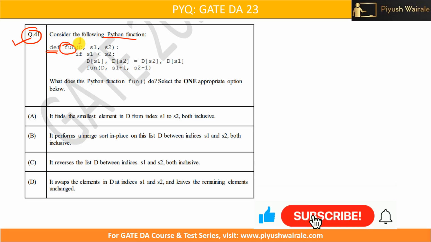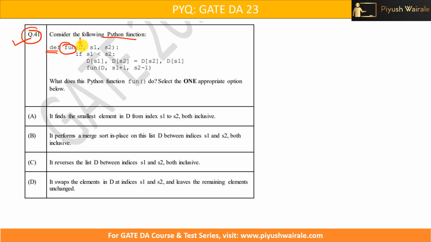It is taking three arguments d, s1 and s2. What is d, what is s1, what is s2? We don't know now. Let us read the code first. If s1 is greater than s2, then d of s1, comma, d of s2 equals d of s2, comma, d of s1, and then again we are calling the function inside the function here.